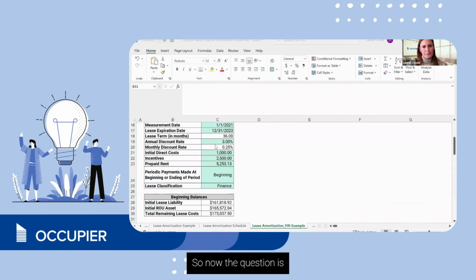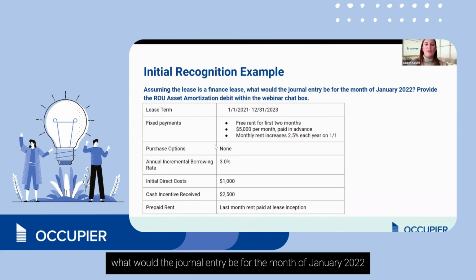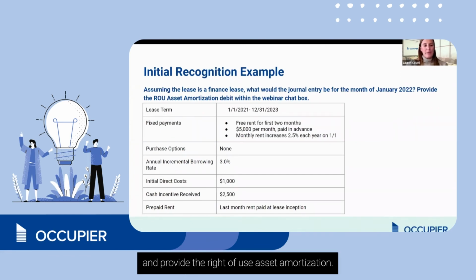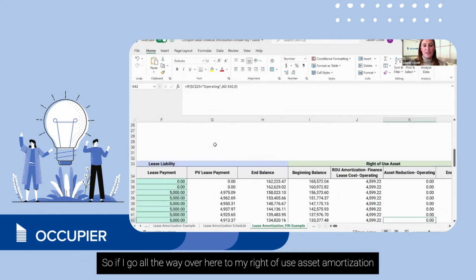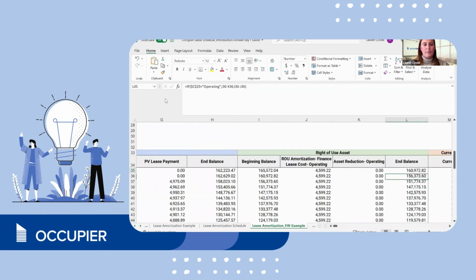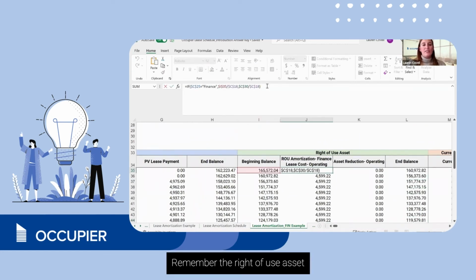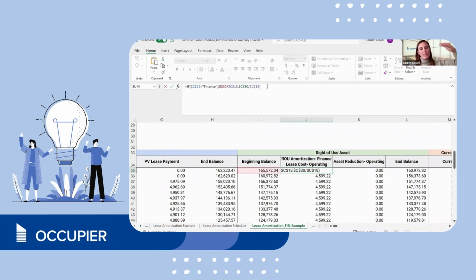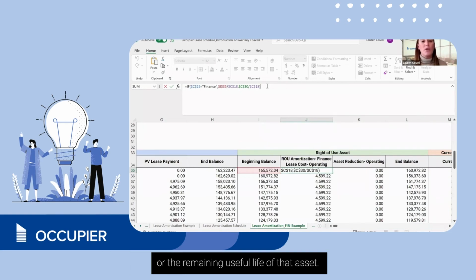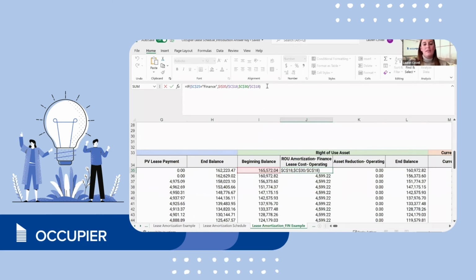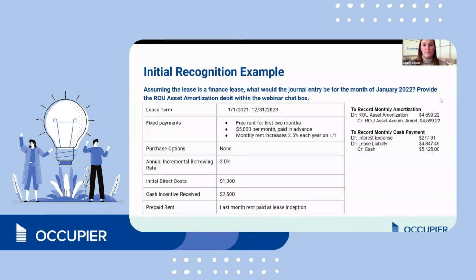So now the question is, what would the journal entry be for the month of January? Provide the right of use asset amortization. If I go all the way over here to my right of use asset amortization, remember it is just taking that beginning right of use asset, which we calculated as 165, divided by the shorter of the remaining lease term or the remaining useful life of that asset. For simplicity, we'll say it's the remaining lease term. So this is what's going to be driving that entry. So 4,599.